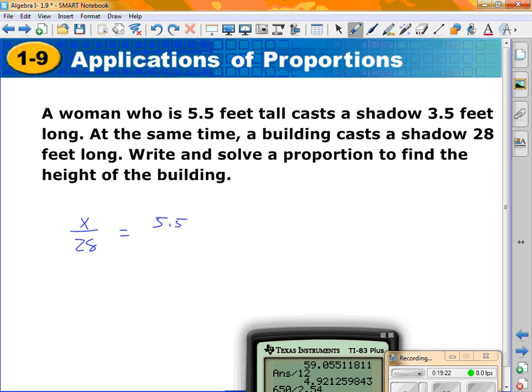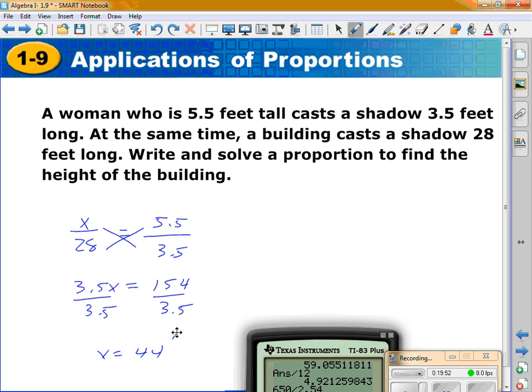5.5 over 3.5. When I cross multiply, I get 3.5x equals 154. My next step is to divide by 3.5. Divided by 3.5. X is 44 feet. If you didn't know, this shortcut version for writing feet is just a slash mark. Inches is 2 slashes.